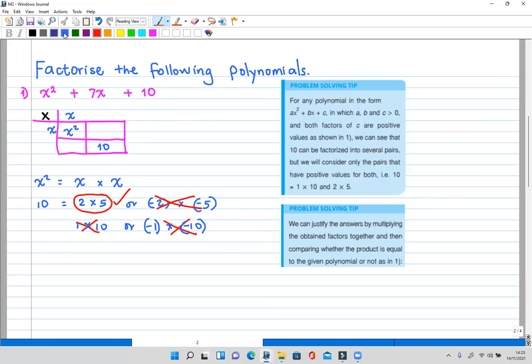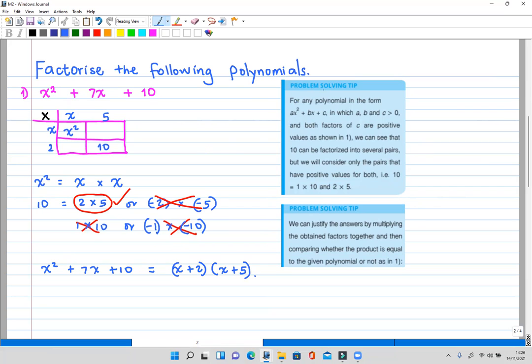So we are having 2 and we are having 5. So it actually means that when we have x squared plus 7x plus 10, we are going to come up with (x + 2)(x + 5). So that is when it has been factorized.